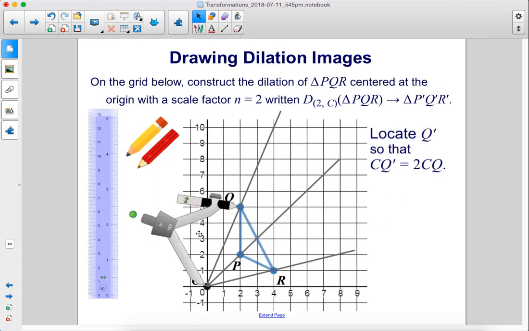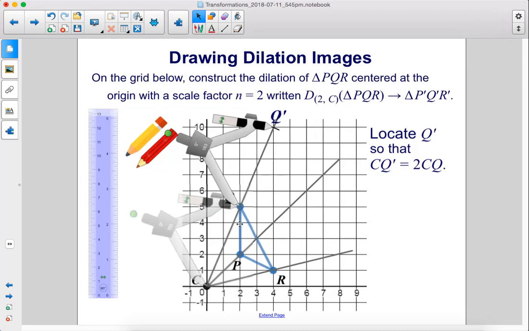Our next step will be to use our compass to help us figure out where Q prime is. Now Q prime is going to be twice as far from C as Q is. So use your compass to mark the distance between C and Q, and then we're going to move our compass over to find Q prime. Once you have the compass set to the distance between C and Q, swing your compass around and draw an arc right up here with that same length, so that the total length is twice the length between C and Q. CQ prime equals 2 times CQ.